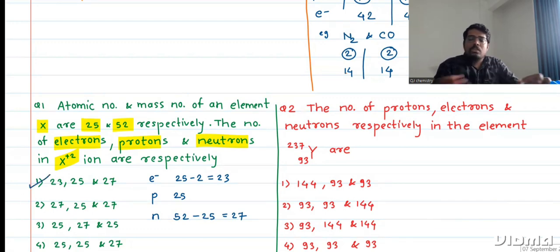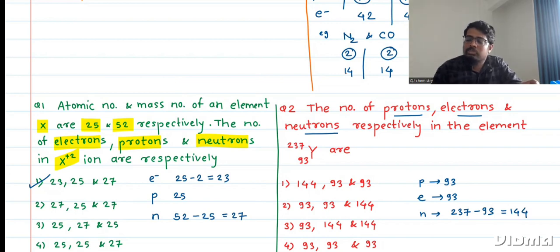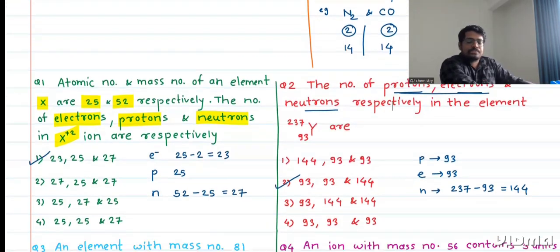Now the second question: the number of protons, electrons and neutrons respectively in the given element. Here the proton number is 93. Then for the number of electrons, the species is neutral, so the number of electrons is also equal to 93. And the number of neutrons is 237 minus 93, which is equal to 144. So the correct option is the second option. Now let us move on to the next question.